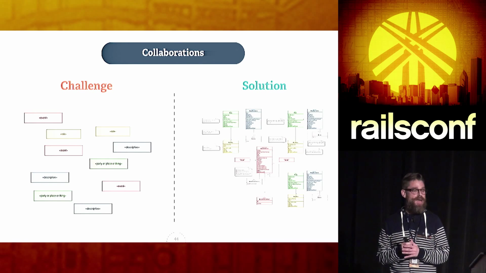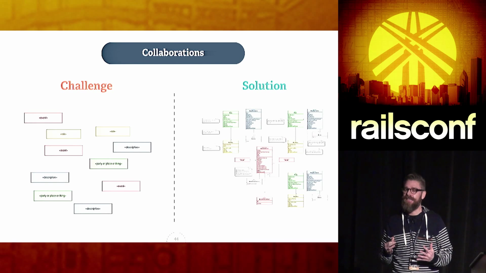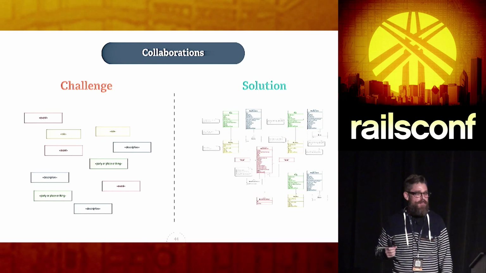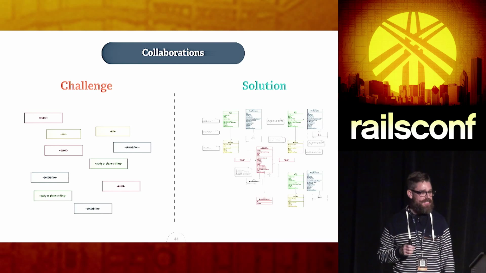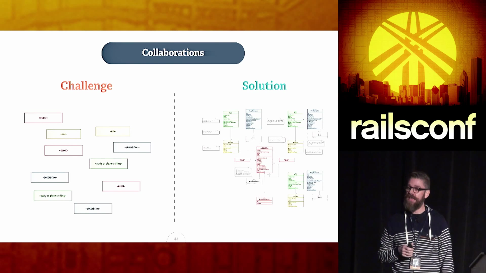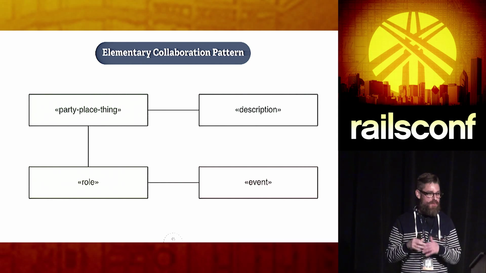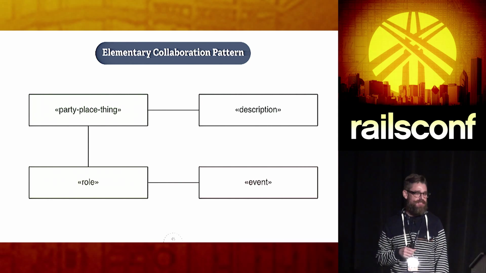Now, often we think about objects in isolation. We think about a customer. We think about an order. But the presence of one business object suggests the presence of another. And this is really highlighted by what I've dubbed the elementary collaboration pattern.